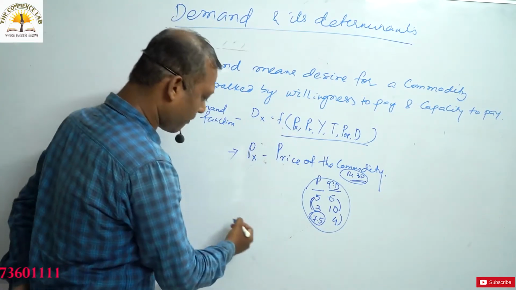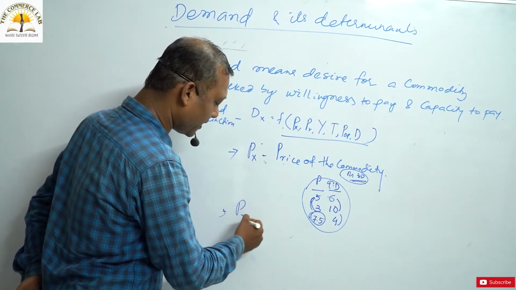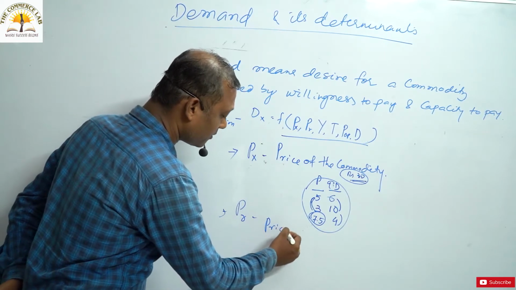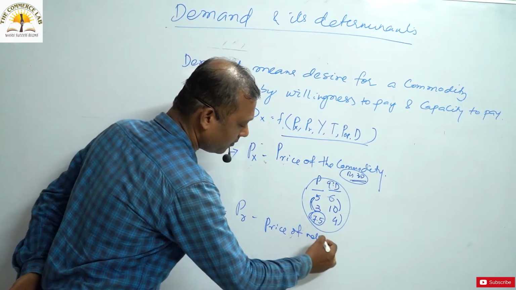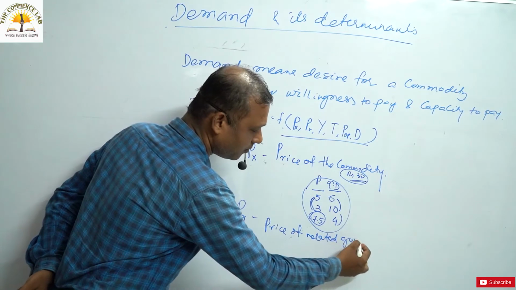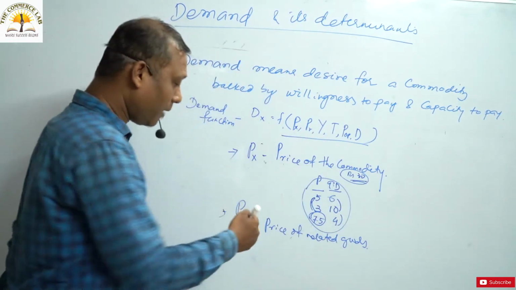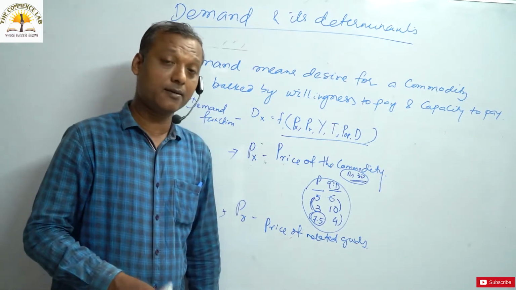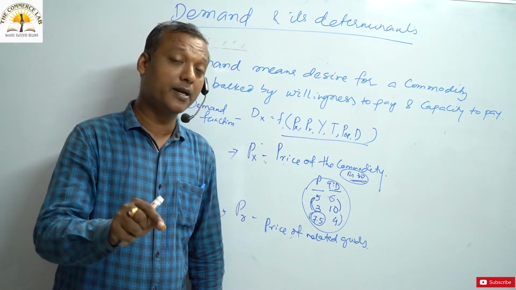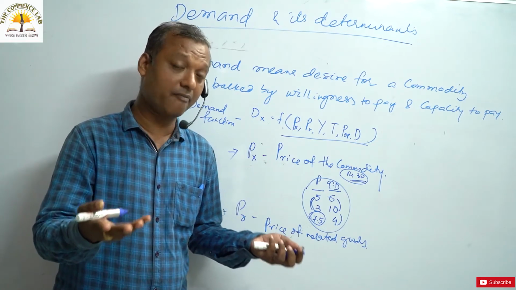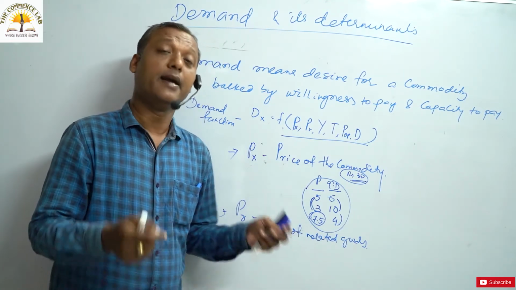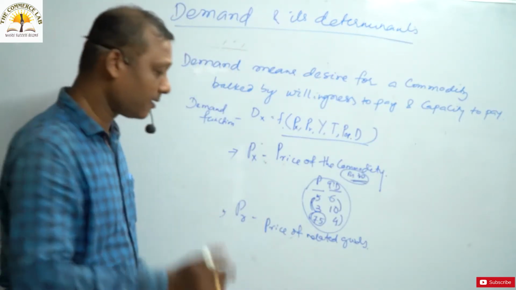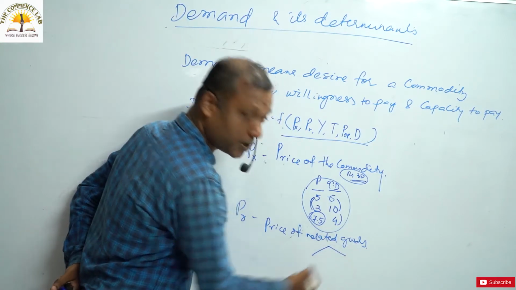Let us go to our second point, that is price of related goods. When you talk about price of related goods in economics, it's very interesting. It's very important for you to understand. You have many questions relating to related goods. In economics, related goods are of two types. Remember one thing: in economics, we can study related goods under two heads.